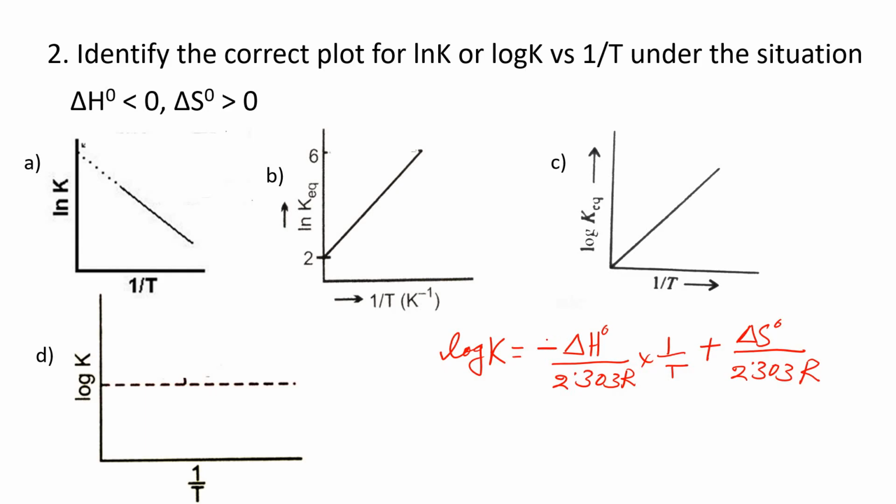Now delta H0 less than 0, that means negative. So negative, negative, positive, this slope part is positive. Delta S0 greater than 0 means this part is also positive. So it is taking the form of y is equal to mx plus c, which means it is a straight line with intercept on the y-axis. That means this is the correct answer.